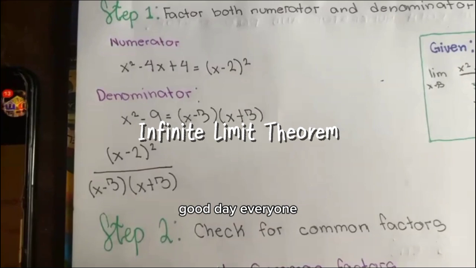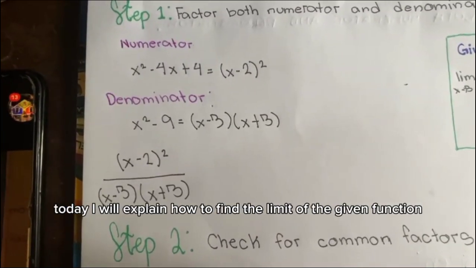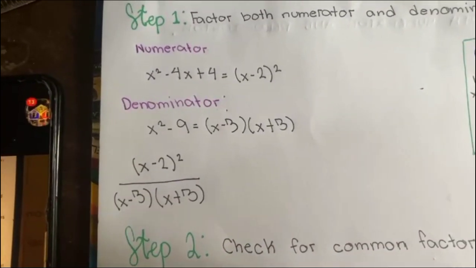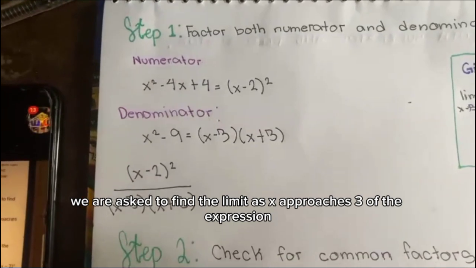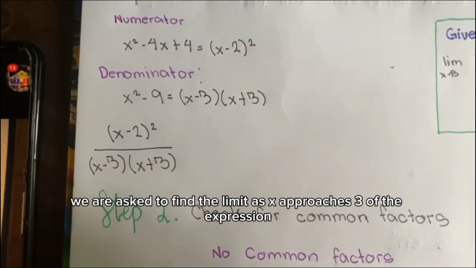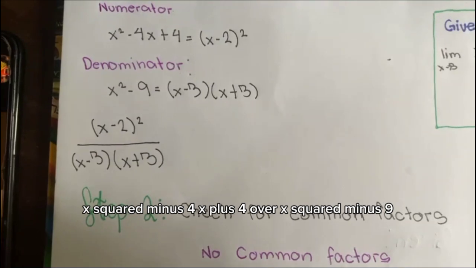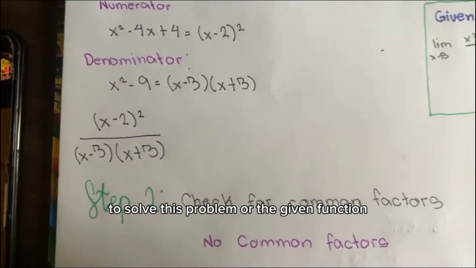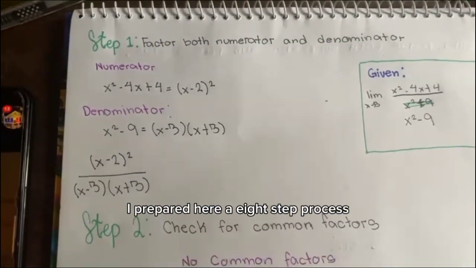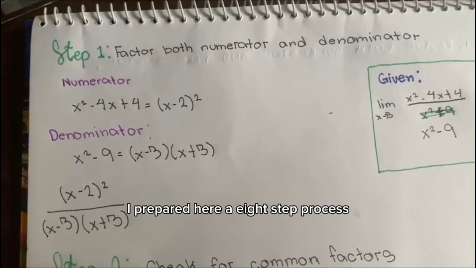Good day, everyone. Today, I will explain how to find the limit of the given function. We are asked to find the limit as x approaches 3 of the expression x squared minus 4x plus 4 over x squared minus 9. To solve this problem, I prepared here an 8-step process.